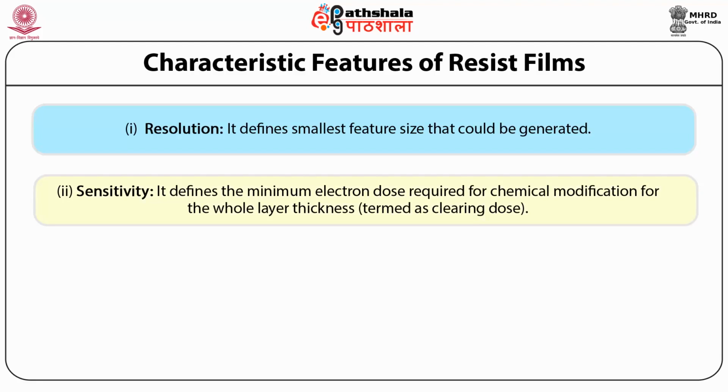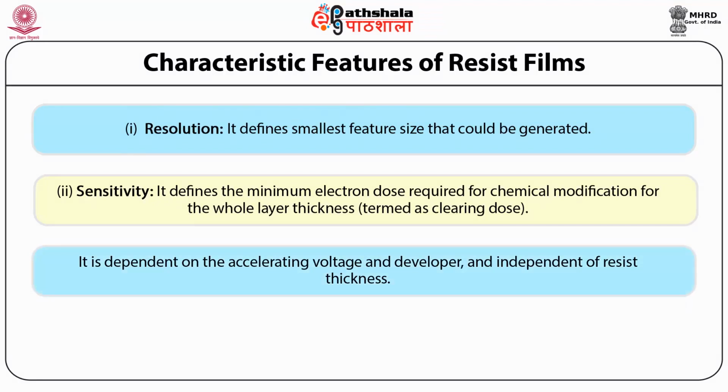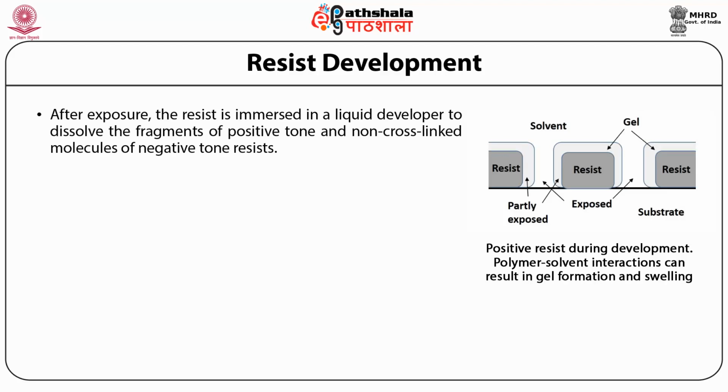Second is the sensitivity, which defines the minimum electron dose required for chemical modification of the whole layer thickness, termed the clearing dose. It depends on the accelerating voltage and developer and is independent of resist thickness. Resist development: after exposure, the resist is immersed in a liquid developer to dissolve the fragments of positive tone and non-cross-linked molecules of negative tone resists.